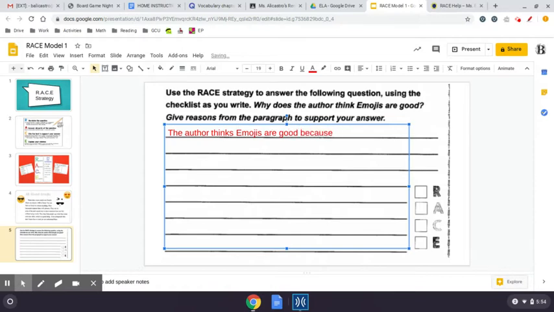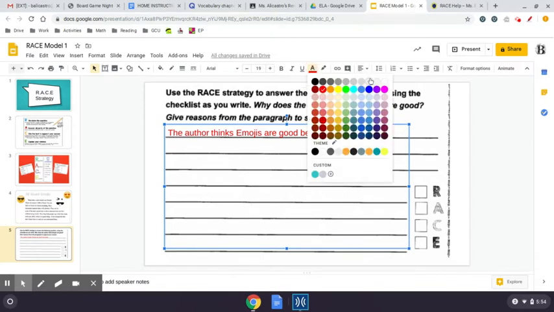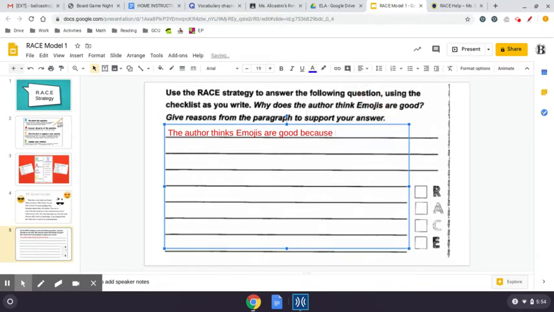There's my restating, and now I'm actually going to switch to another color so I can answer the question. Why does the author think emojis are good? So the author thinks emojis are good because I think what I got from that was they let people share their thoughts and feelings without having to use words. I also remember reading, they're easy to understand.